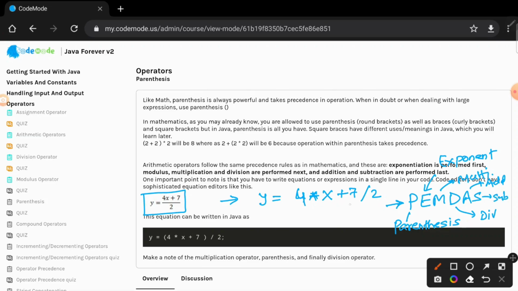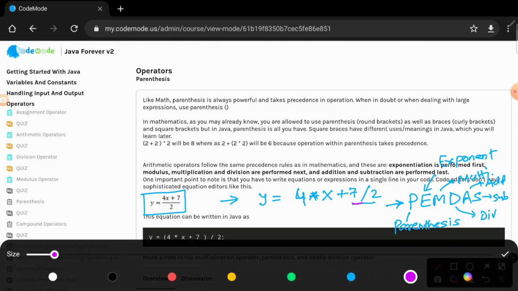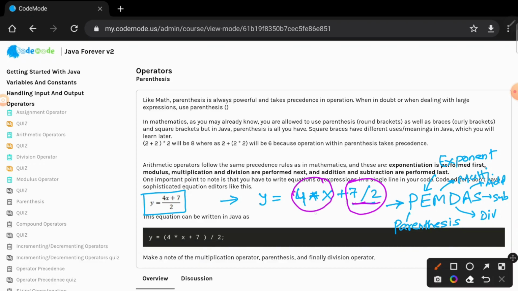Now, if we leave it as it is right now, this operation will take place first. Let me change the color. So this part, because of division, takes place before addition, and multiplication takes place here. And then finally, this addition will happen. But this is not what we want, because if you go like this, we are basically saying it is 4x plus 7 by 2. And this is not what we want here.